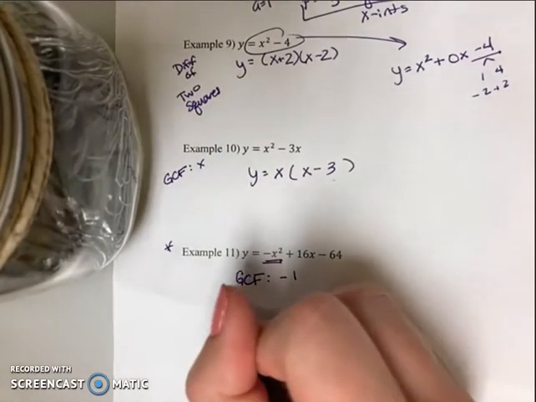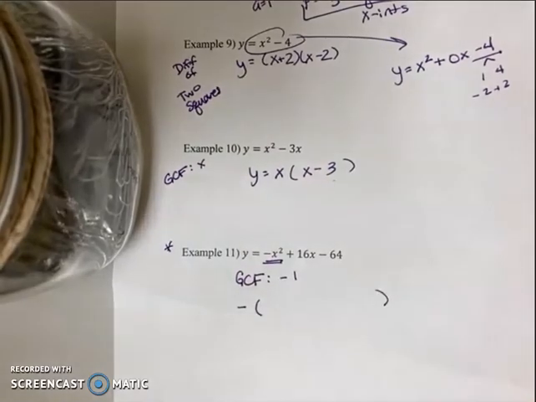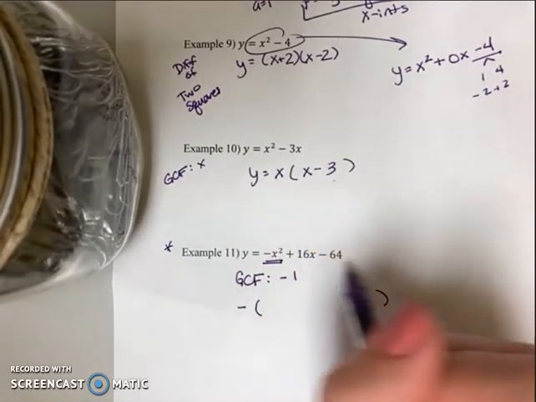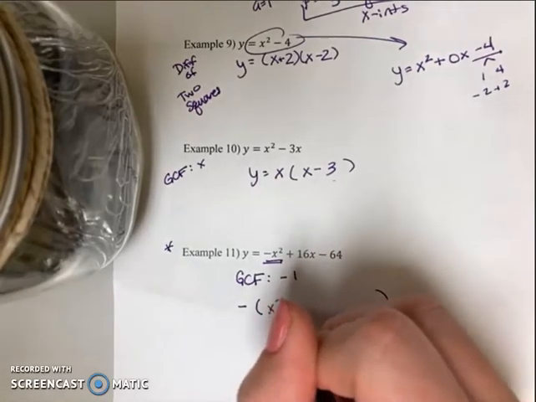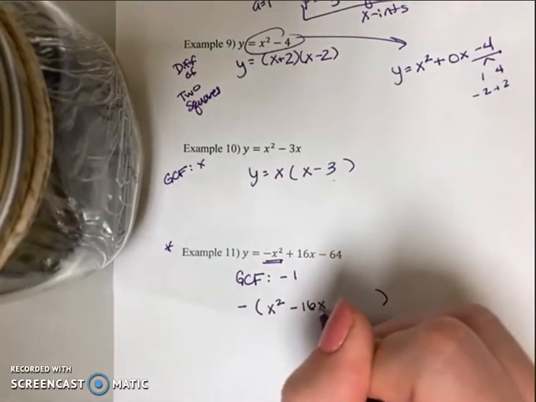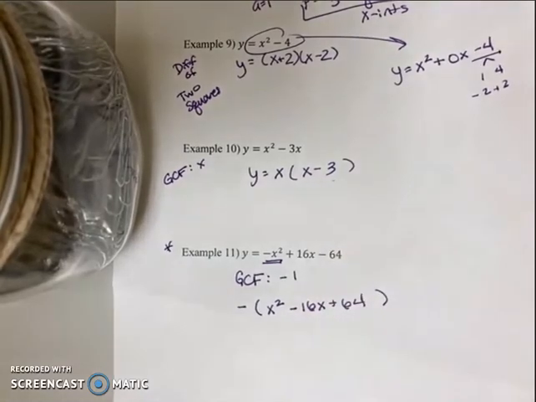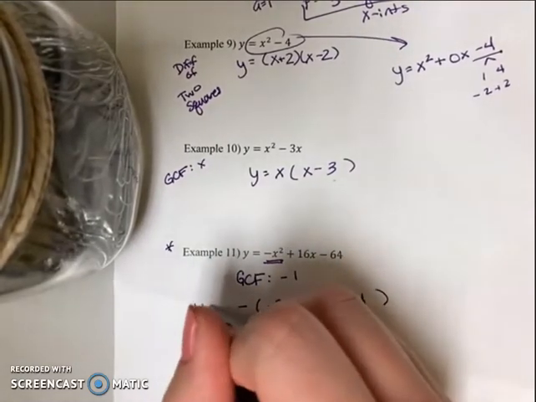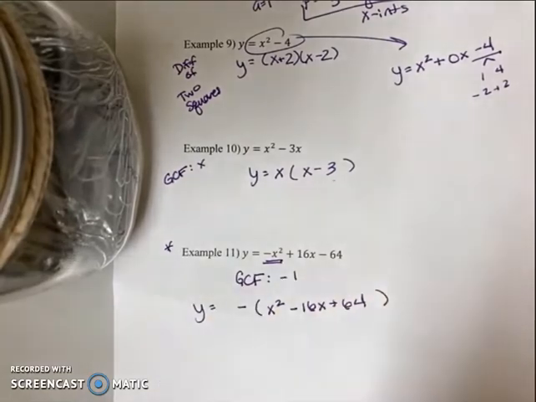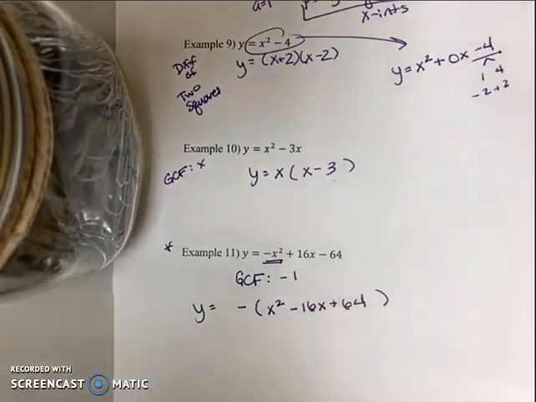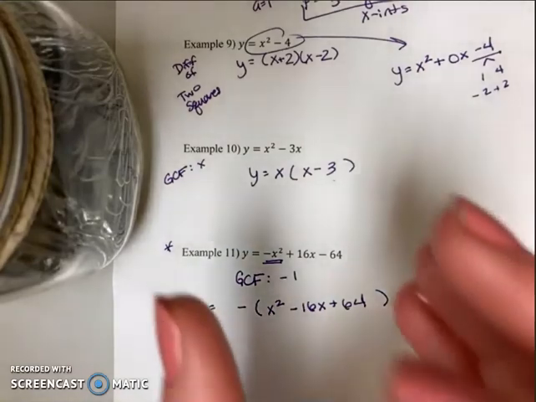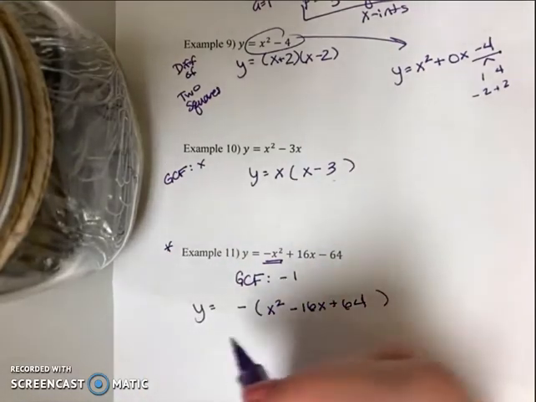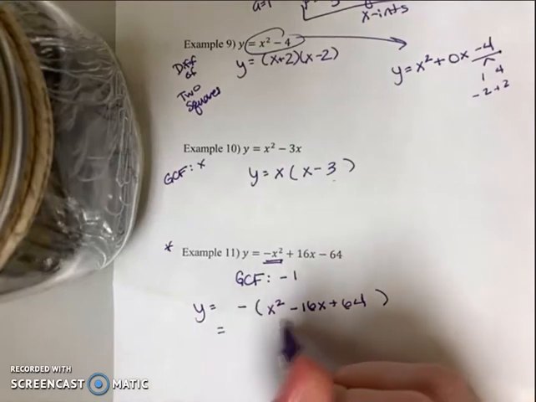By doing that, I now can change all the signs. I have x squared minus 16x plus 64. And remember, we're rewriting it, so I need to put that y equals still. But I'm not done yet. This still doesn't look like intercept form, which is parentheses next to one another. So I need to factor this.